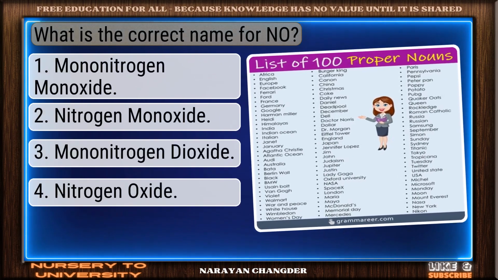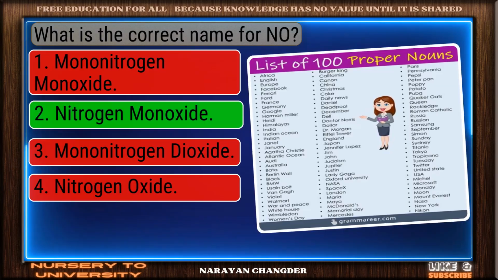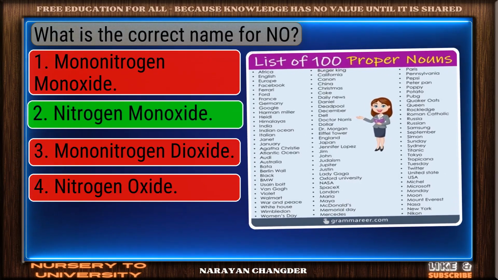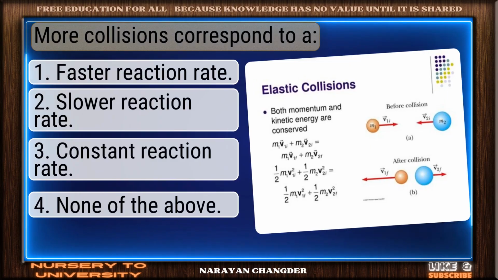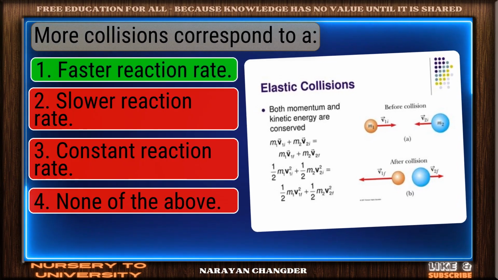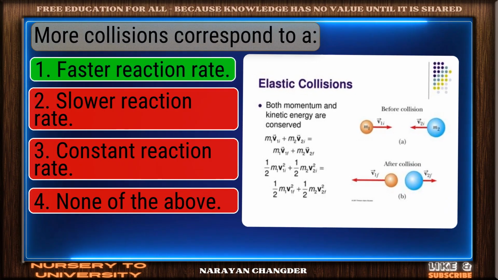What is the correct name for NO? Sharp thinking. Nitrogen monoxide is the right choice. More collisions correspond to a... Valid point. Faster reaction rate is true.